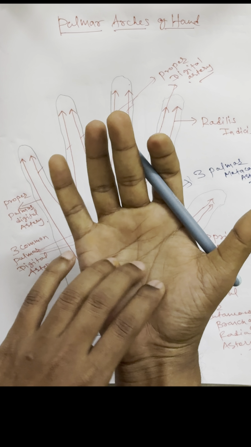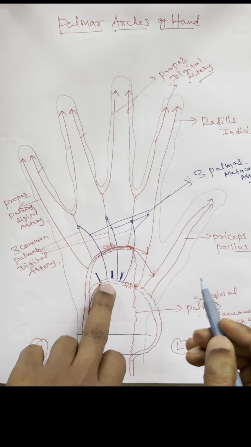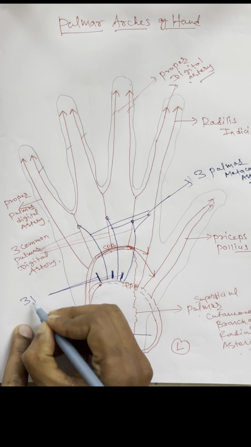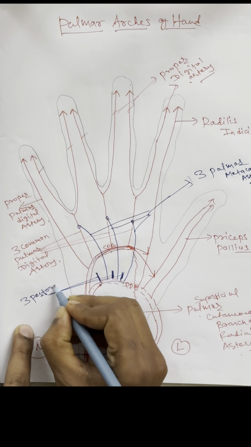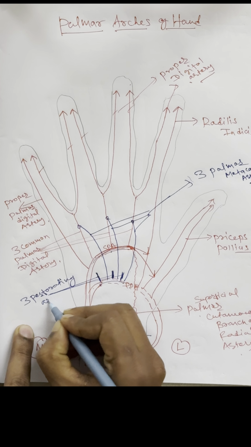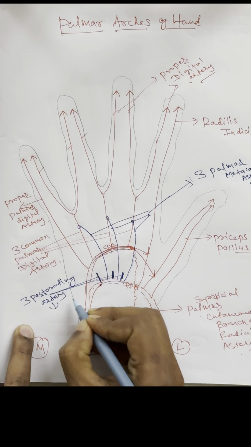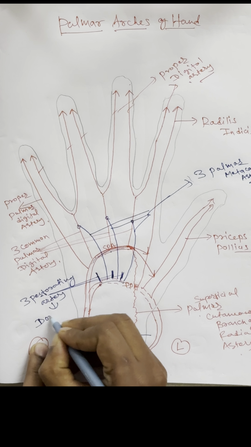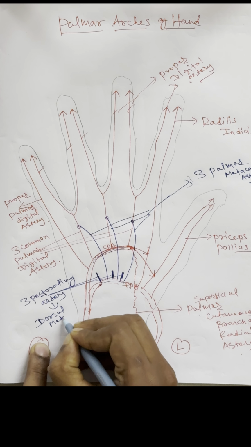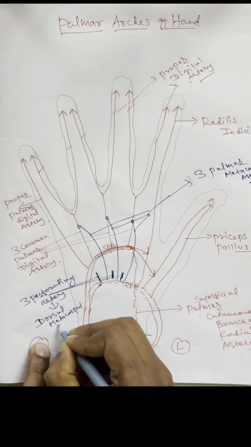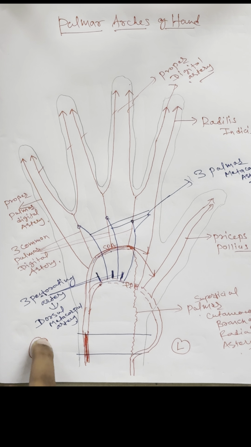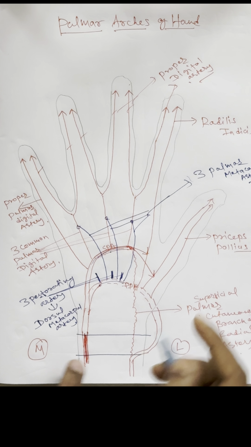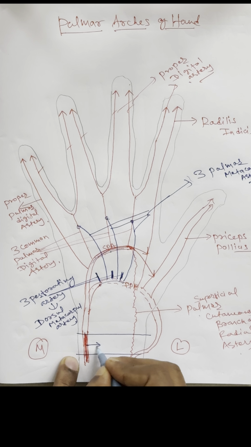These perforators will go to the back side from the deep palmar arch, and all these three perforating arteries anastomose with the dorsal metacarpal artery, right? And if this is the flexor retinaculum, just near the flexor retinaculum, we have the arch that is known as the palmar carpal arch.